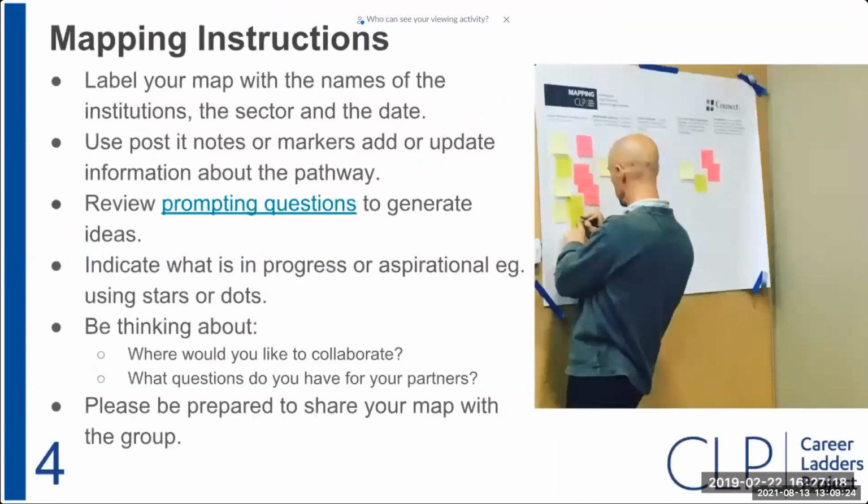Since there is a lot of information in the maps, and the process can sometimes feel overwhelming, this slide can be useful to outline the instructions for the active mapping session. Getting started can be difficult sometimes, so here is a resource with a series of prompting questions to help generate ideas. You will want to identify items that are in progress and aspirational, as well as areas you would like to include further collaboration and questions for the partners.